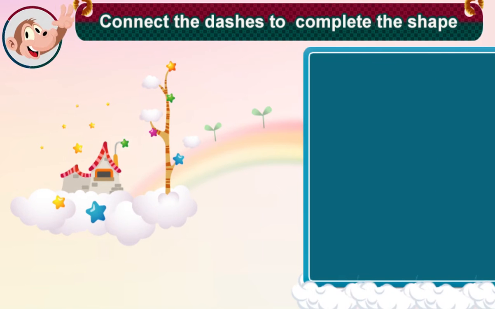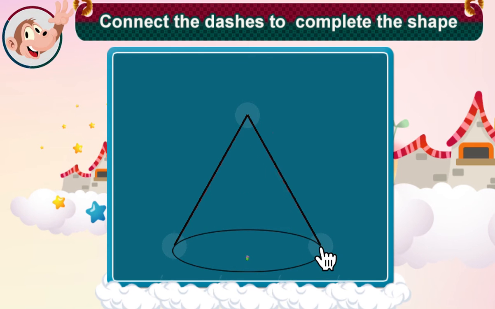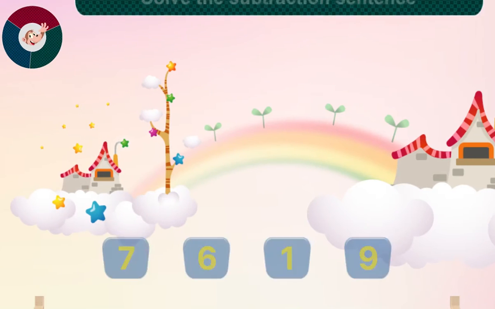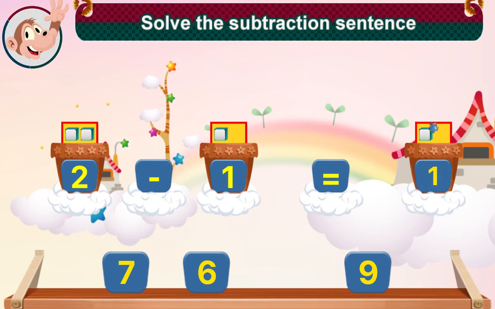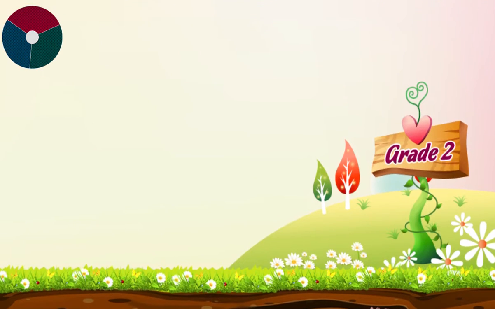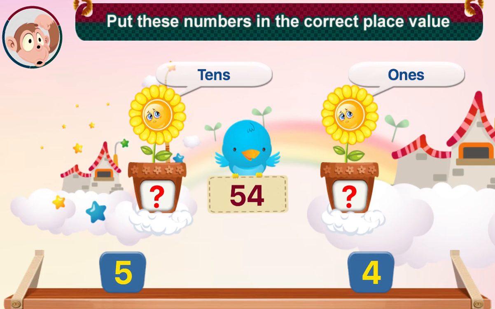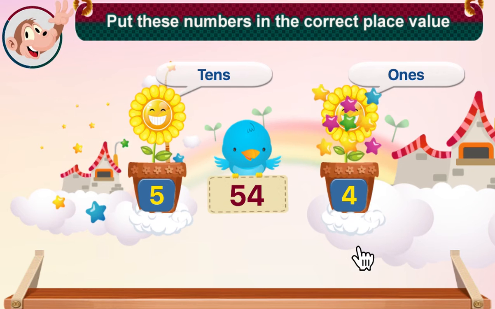Connect the dashes to complete the shape. Cone. Solve the subtraction sentence. 1. Put these numbers in the correct place value. 5, 4, 54.